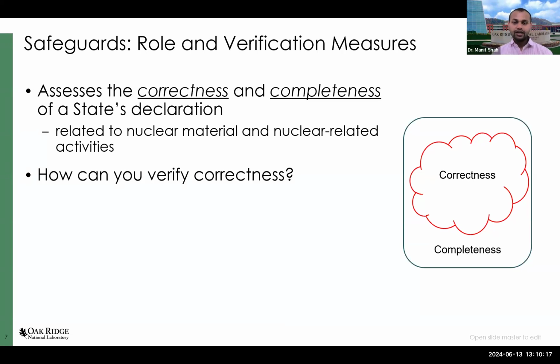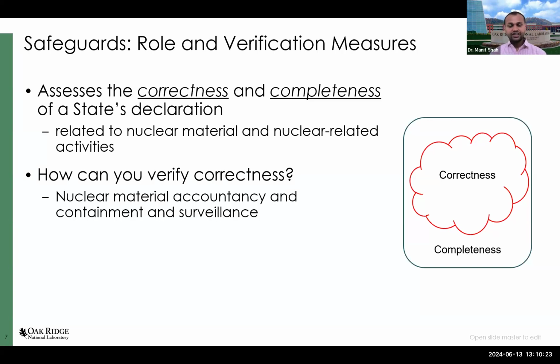And then, do you verify correctness? That would be the safeguard measures, and there are various ways. One of them is nuclear material accountancy, where you account and check the reported account documents. Then you apply containment and surveillance measures. Containment is to control so that you can maintain knowledge of the material, and surveillance is to use video cameras and things like that.